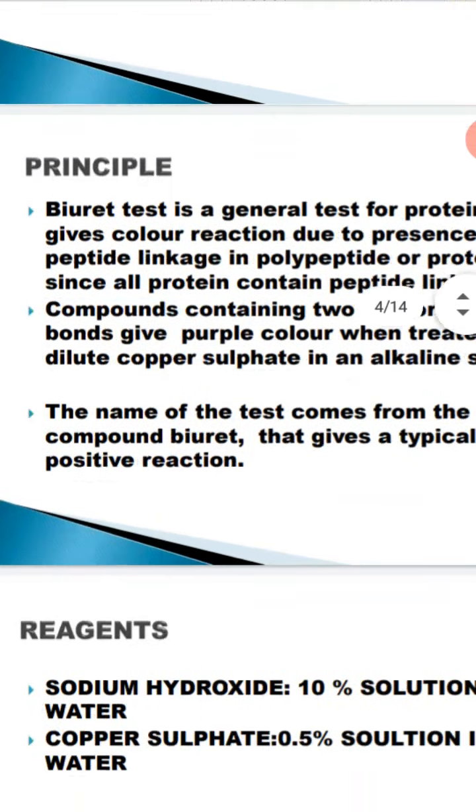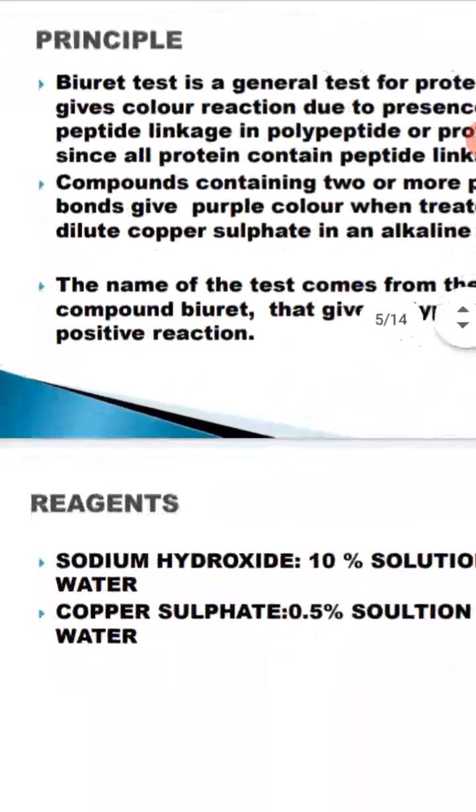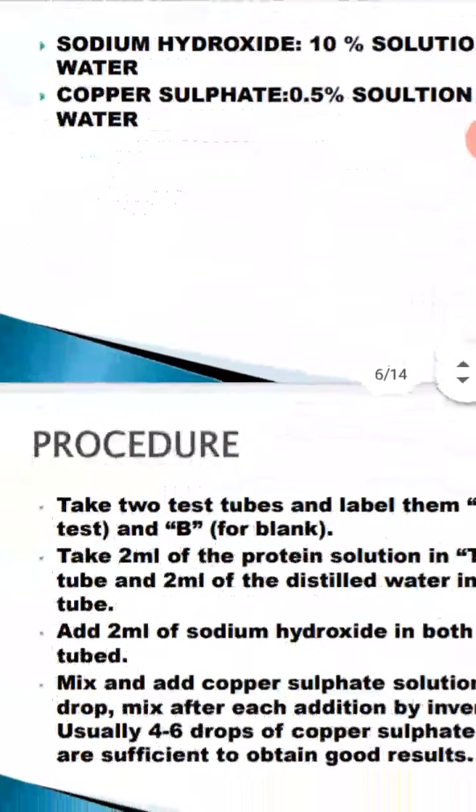So what reagents are we using? The reagents in the biuret test are sodium hydroxide, a 10% solution in water, and copper sulfate, a 0.5% solution in water. So we use a 10% solution of sodium hydroxide and a 0.5% solution of copper sulfate. Now what is the procedure? How are we going to do the test?